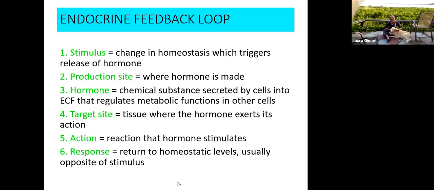Okay, so the stimulus is a change in homeostasis, which triggers the release of a hormone. The production site is where the hormone is made. The hormone is the chemical substance secreted by the cells that ultimately enters the bloodstream. Its target site is the tissue where the hormone exerts its action. The action is the reaction that the hormone stimulates in that particular cell. And the response is a return to homeostatic levels, usually opposite to the stimulus.